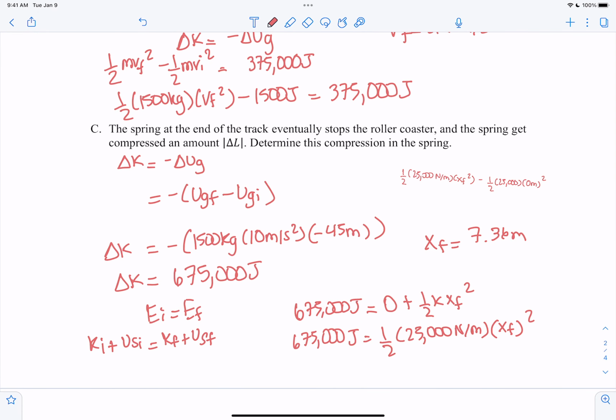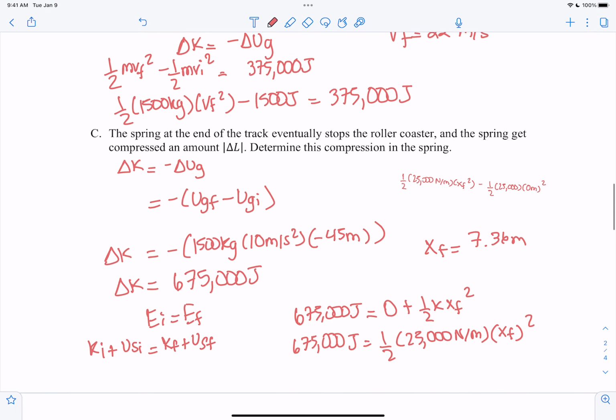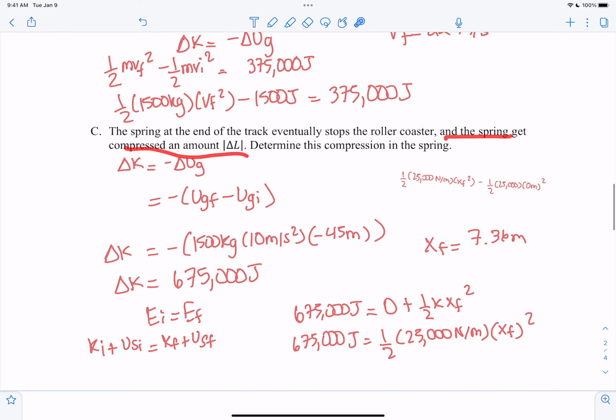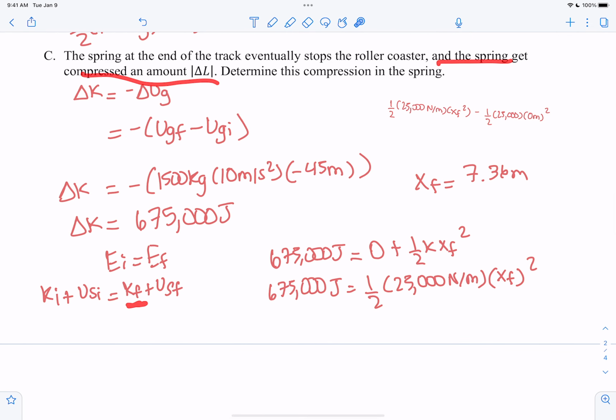So remember that spring potential energy is equal to half times your spring constant times the displacement that the spring was compressed with, right? So if we want to figure out how much the spring got compressed by, well, our final kinetic energy is 0, because once you hit the spring, the roller coaster stops moving basically.